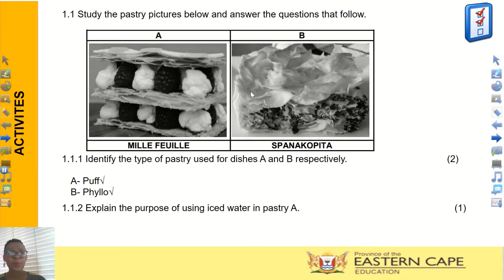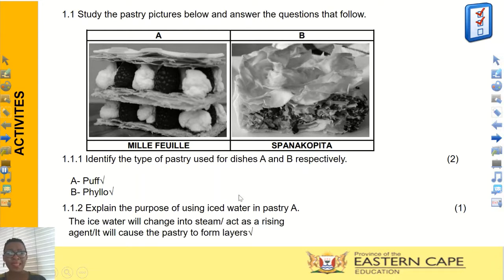Okay, next question. Explain the purpose of using ice water when you are preparing pastry A. Now, this is quite interesting for me to highlight to you that if you did not get 1.1.1 right, then it's going to be a bit difficult for you to get 1.1.2. But because they've given you again a keyword, which is ice water, it must take you back to the general rules of making the pastry, where I said to you that everything needs to be ice cold, so you can be general in this as well. The benefit of using ice water is that it will change into steam and act as a raising agent, and it also helps the pastry to form the different layers.